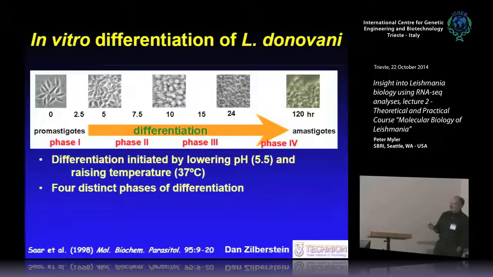Within the first 5 hours, the cells stopped growing. In the first, what he calls phase 1, the first 5 hours, is basically perceiving the signal and responding to the signal. So they don't look all that different for the first 5 hours, and the RNA levels, I'll tell you, don't look like very much, but there's a lot of phosphorylation changes going on during this time frame.